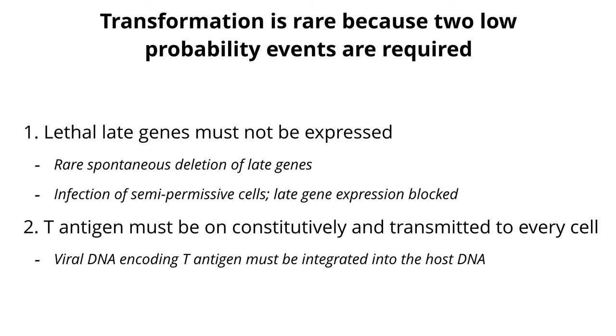cells to begin with. Finally, the T antigen must be on and transmitted to every cell. So that means the DNA for the T antigen has to be separated from the rest of the genome and integrated into the host cell. And that's a rare event. All right, so that's why the transformation happens in the wrong cell, and it's so rare, because the integration of the DNA for the T antigen is a rare event.